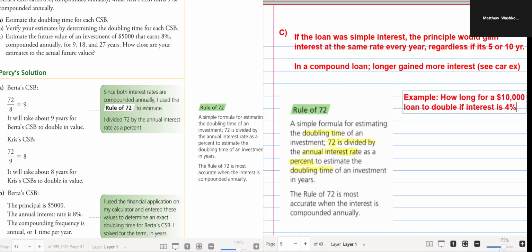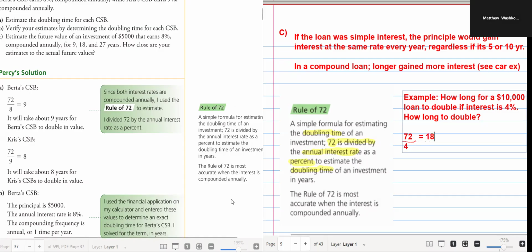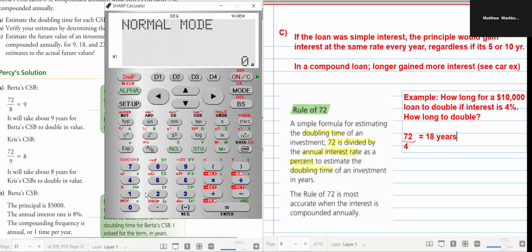More realistic with today. So if I give out $10,000 and I say, you've got to pay me 4% interest, I want to know how long to double. Well, simply put, 72 is divided by the interest rate as a percentage. So not 0.04 in this case, but actually by 4. So 72 divided by 4 will give me 18, specifically 18 years. So in 18 years, my loan will double, right? Well, let's check that out.